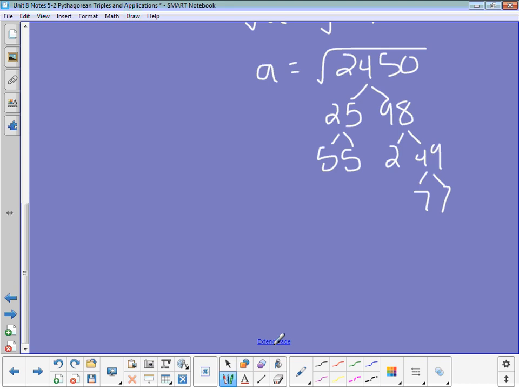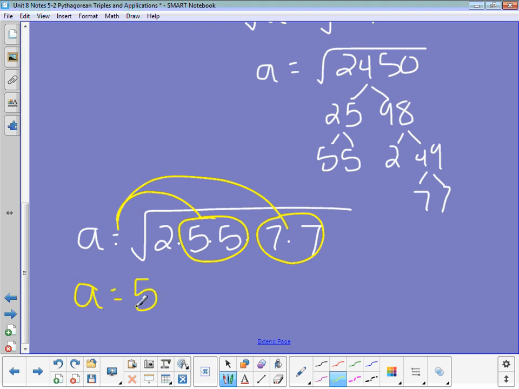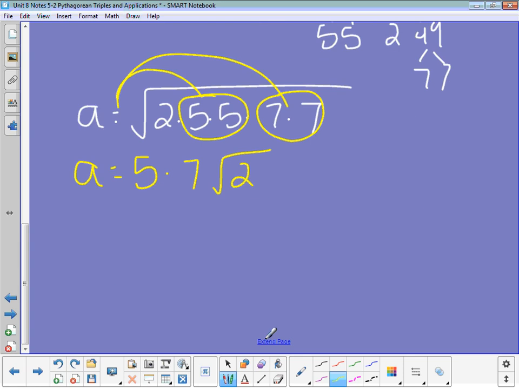So remember, think back to when we started this unit. If you don't know what goes into it, just start dividing it by numbers and see what pairs you can find. So we end up getting A is equal to the square root of 2 times 5 times 5 times 7 times 7. Let's pull out some pairs. So I have a pair of 5s I can take out, and I have a pair of 7s I can take out. So then I have A is equal to 5 times 7 on the outside, and then radical 2 left on the inside.